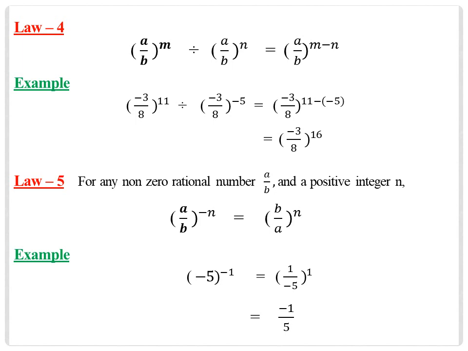the power changes its sign. By taking an example, minus 5 raised to power minus 1 is equal to 1 upon minus 5 to the power 1. And you know that every rational number or every integer, if the power is 1, it remains the same. That is equal to minus 1 upon 5.